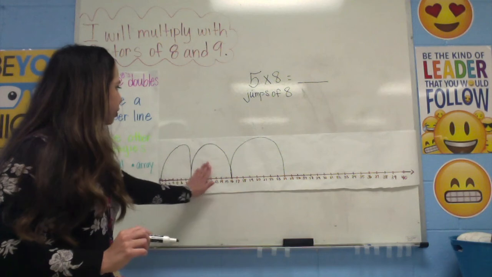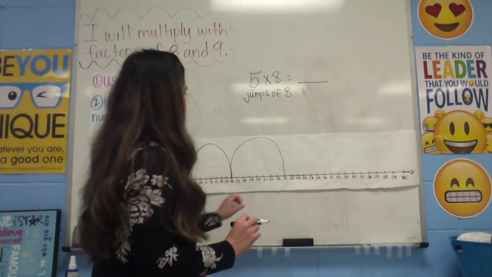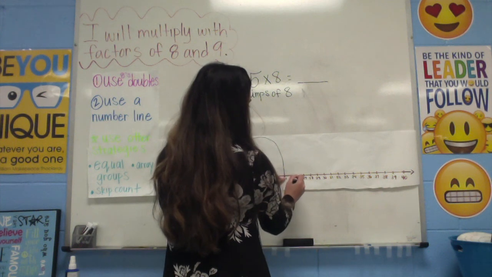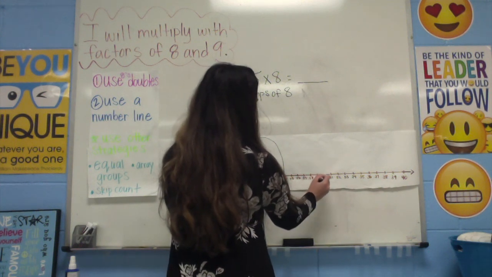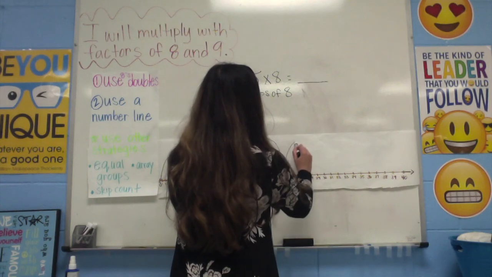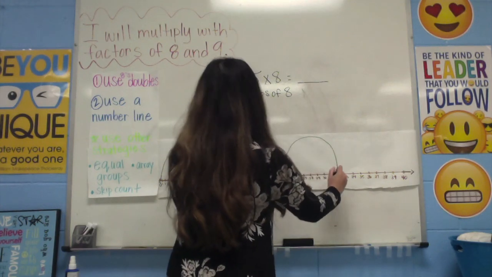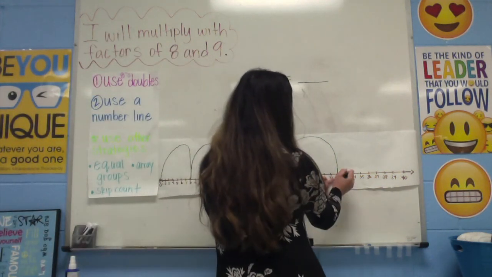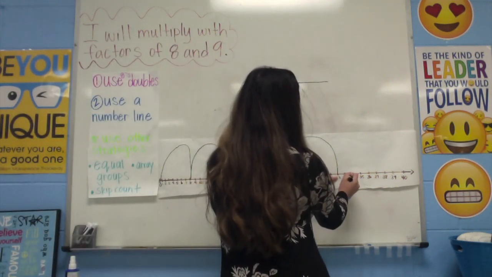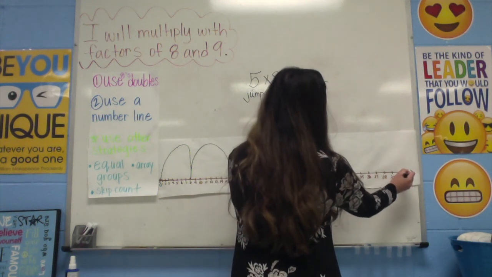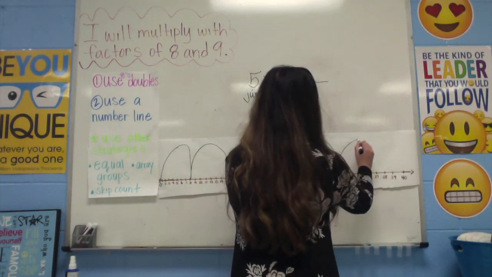All right, so I have 1, 2, 3 jumps. Now let me start at 24, count on 8. 1, 2, 3, 4, 5, 6, 7, 8. I'm at 32. So 24 to 32. Now I need one more jump. I'm going to start at 32 and count on 8. 1, 2, 3, 4, 5, 6, 7, 8. Then I get to 40.